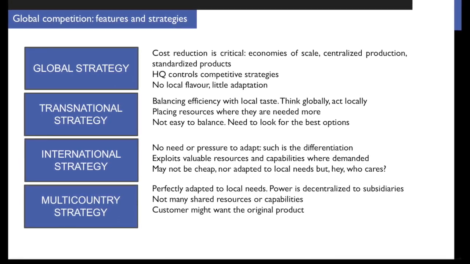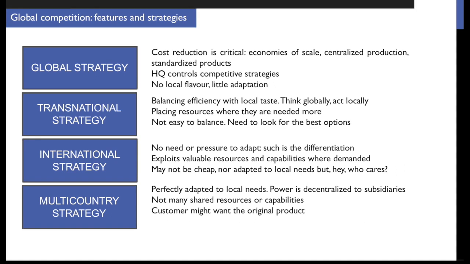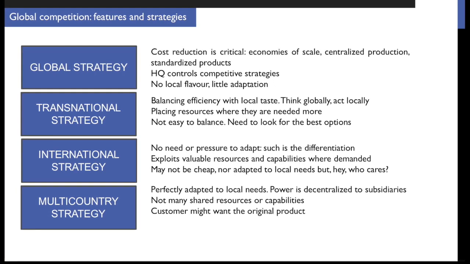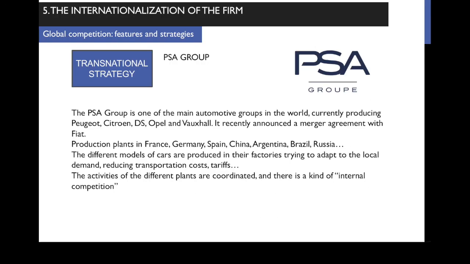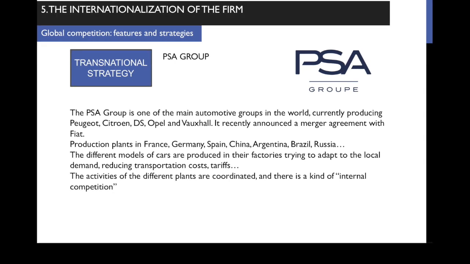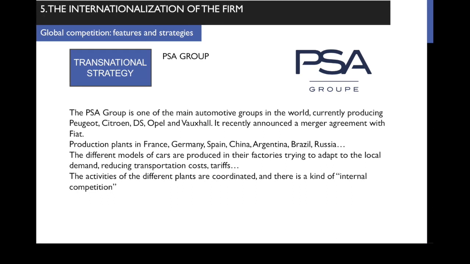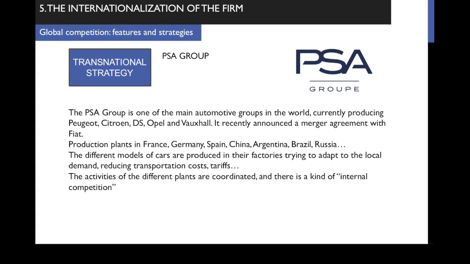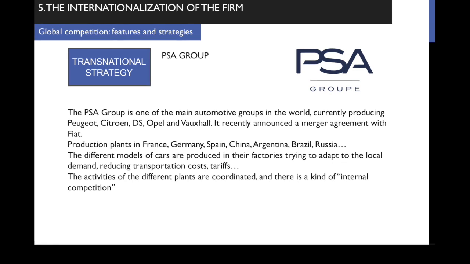And you're trying to optimize 2 different drivers. So you need to look for the best options. The example I am giving you about this is PSA Group. PSA, Peugeot Citroën, okay? It's one of the main automotive groups in the world. They produced Peugeot, Citroën, DS, Opel, Vauxhall, and now they are merging with Fiat Chrysler. So in fact, they are creating the third automotive group in the world.